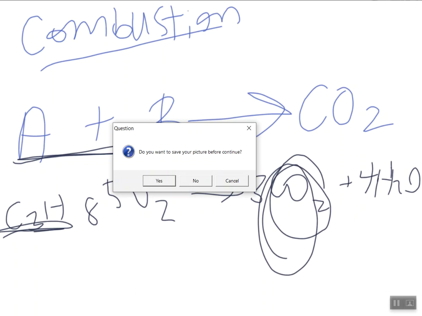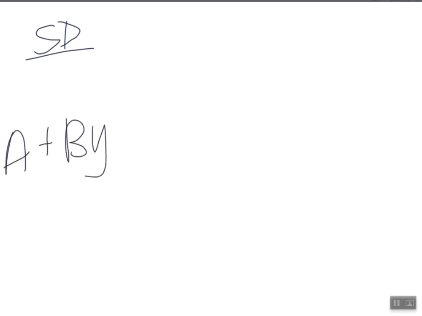And then we have 2 more. So the next one we're learning about is single displacement. I'm just going to put SD. Single displacement is basically when one element replaces another. A diagram of this would be A plus BY goes to B plus AY.